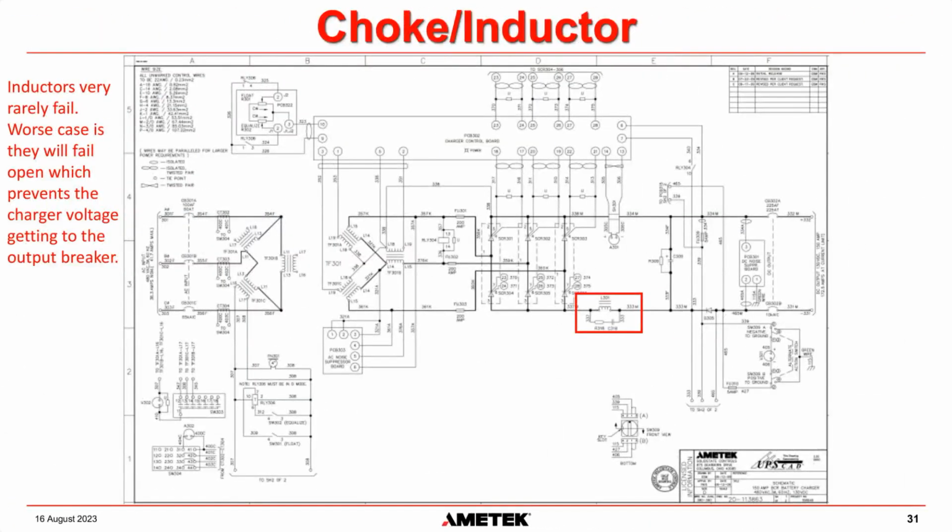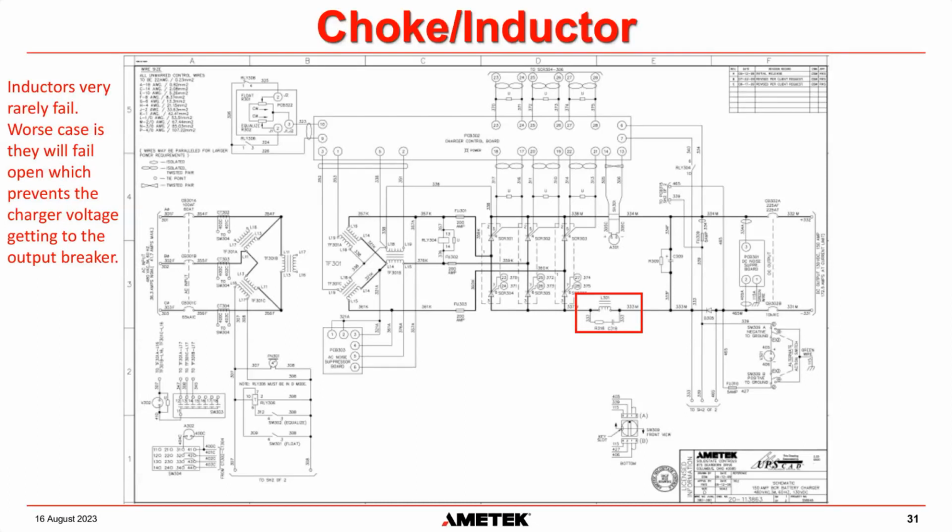The other part of the filter circuit is a choke or an inductor, and I've highlighted the choke inductor on the screen there. They very, very rarely fail. In truth, I don't think I've ever found a choke or an inductor that's failed, because it's just a coil of wire like a transformer. And the worst case scenario is that they will fail open, which prevents the charger output voltage getting to the output breaker.